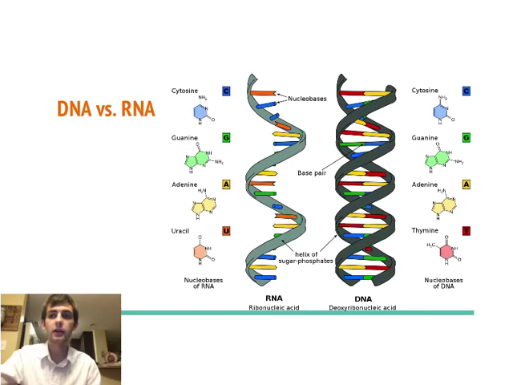So that means that the bonding rules have changed. A goes to U when we're making RNA, and G goes to C. So there's no thymine in RNA.